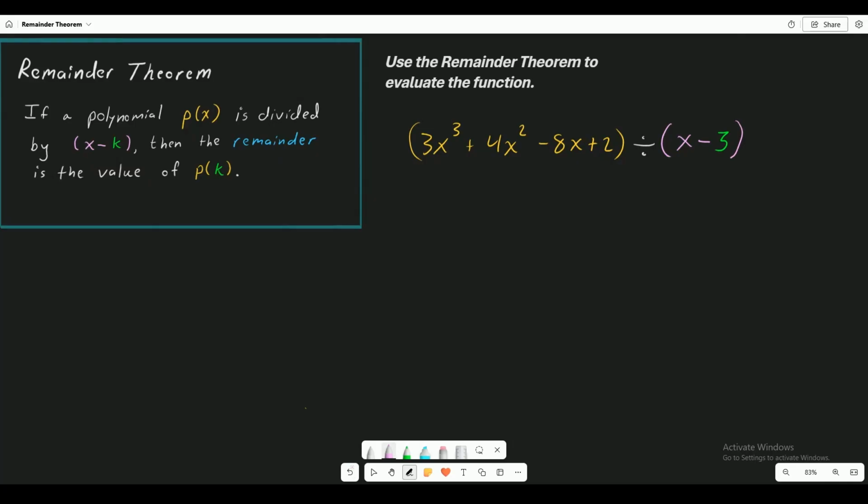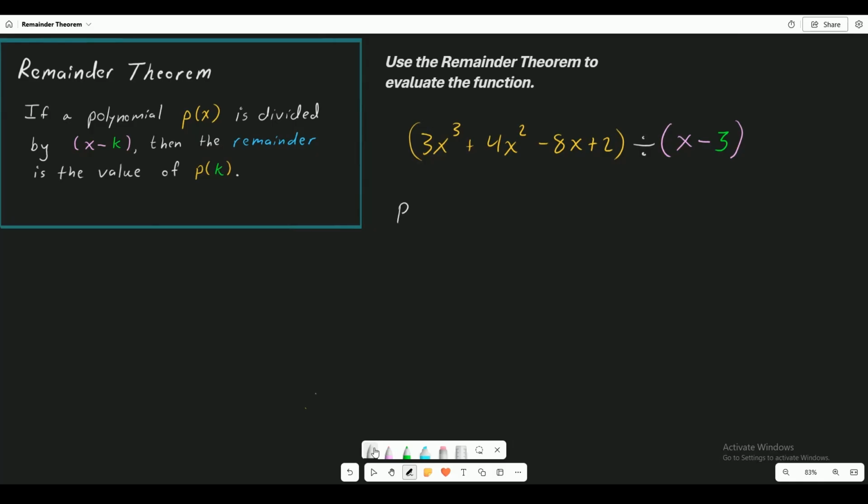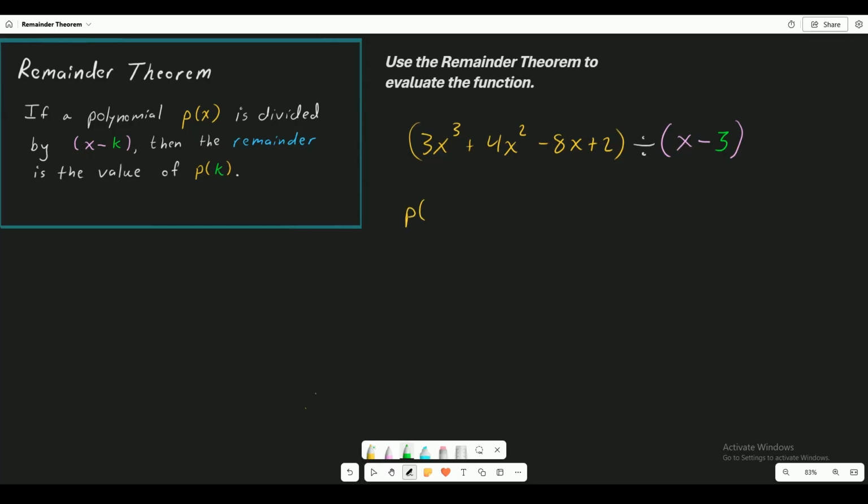Okay. Let's apply the remainder theorem. So if a polynomial p of x is divided by x minus k, which is what's happening, then the remainder is the value p of k. So let's find p of k, which in this case is p of 3. Let's find out what a remainder is. If it's 0, then we do have a factor.